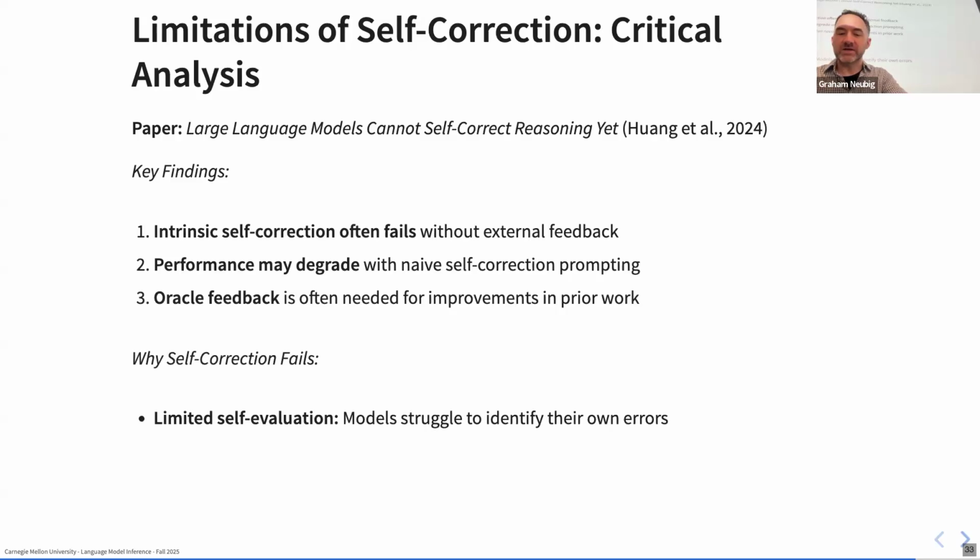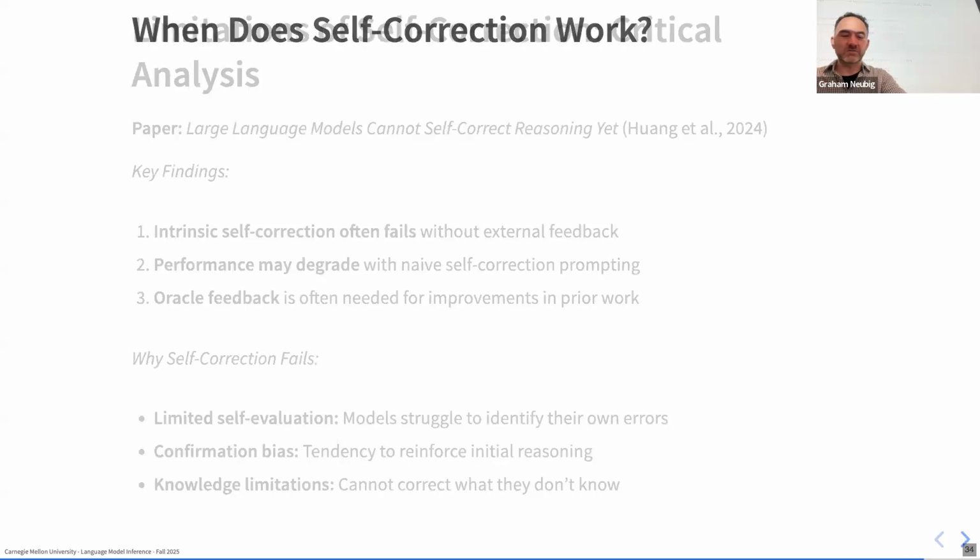Many models struggle to identify their own errors. So things that are difficult for the models to do are also difficult for them to check. And there's also a confirmation bias, which is a tendency to reinforce initial reasoning.